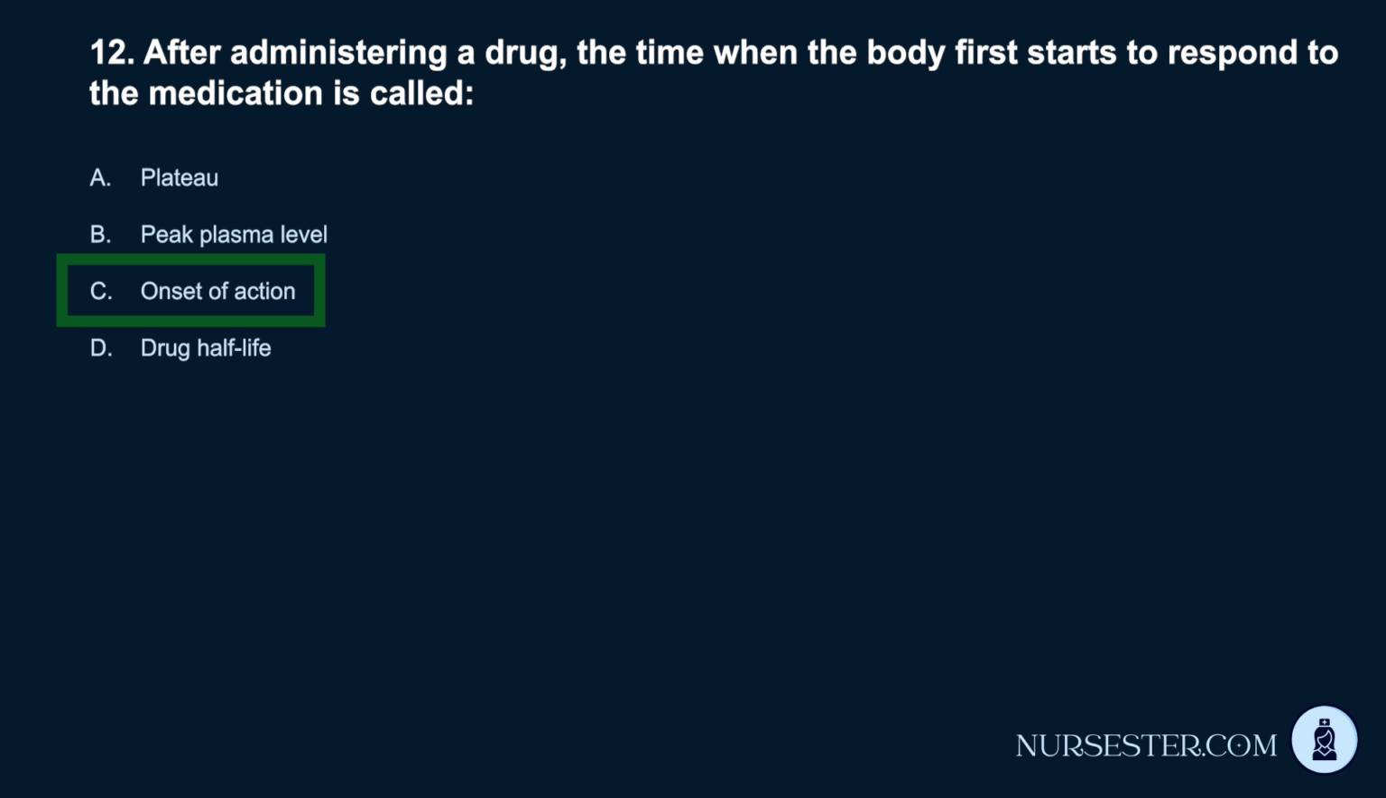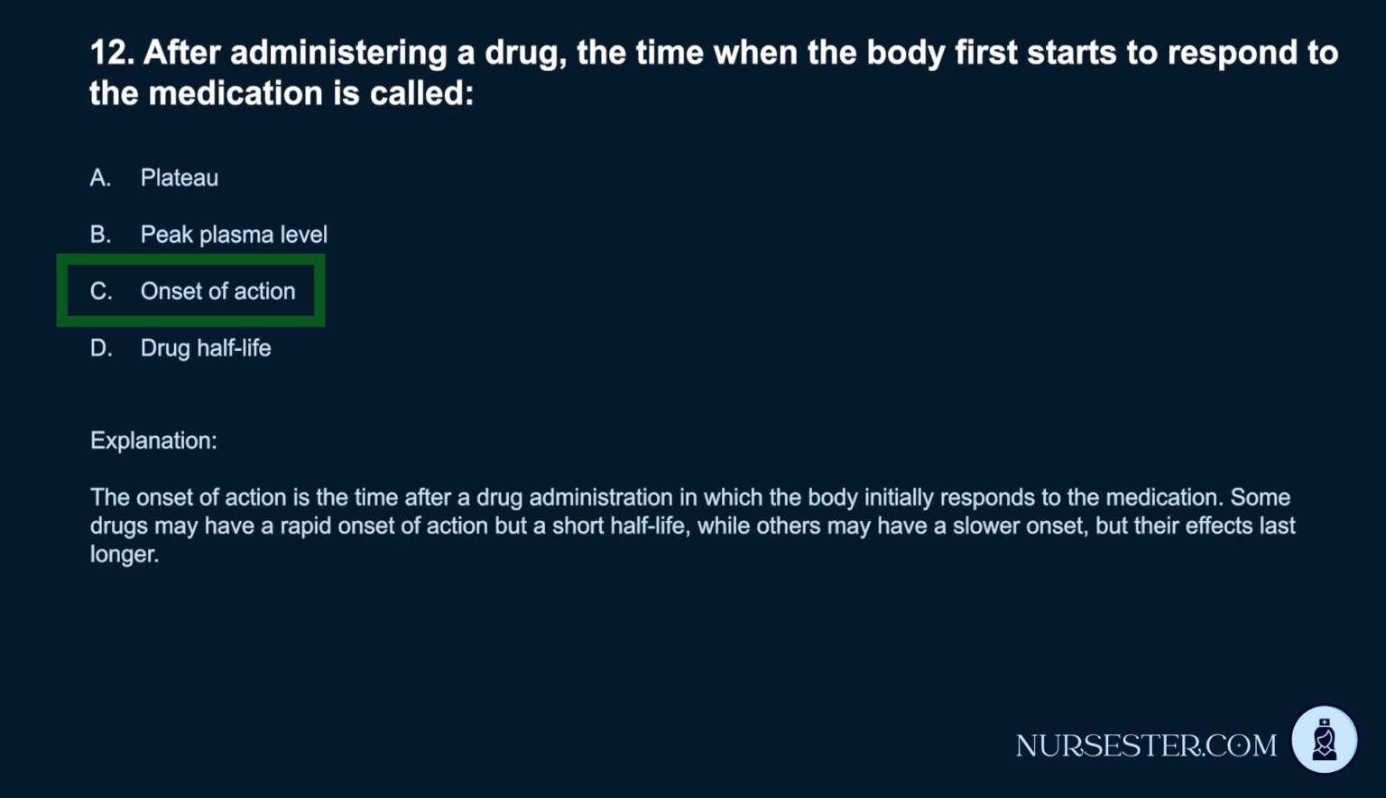Onset of action. The onset of action is the time after a drug administration in which the body initially responds to the medication. Some drugs may have a rapid onset of action but a short half-life, while others may have a slower onset, but their effects last longer.